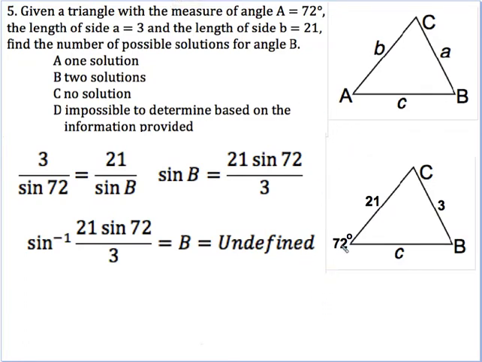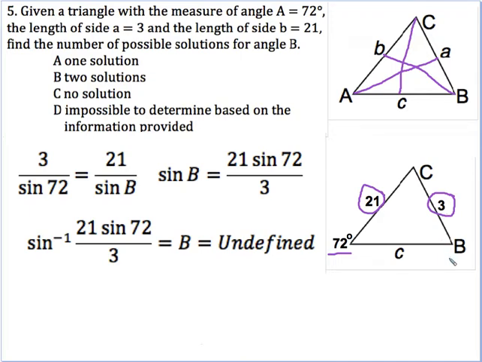Okay. Problem 5. Given a triangle with a measure of angle A equal to 72 degrees, side A is 3, and side B is 21. Find the number of possible solutions for angle B. All right, so notice I just labeled these. It doesn't matter how you label it as long as angle A is directly opposite of side A, angle B is directly opposite of side B, and angle C is directly opposite of side C. So I went ahead and labeled those, and then I substituted my numbers. Angle A is 72 degrees, side B is 21, and side A is 3.